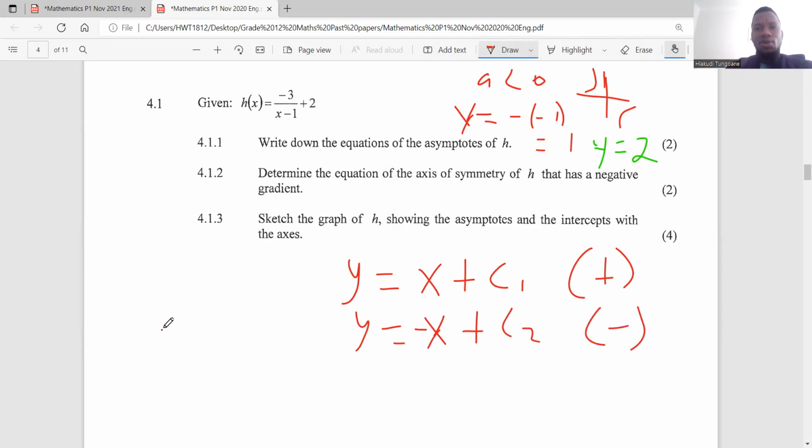So they're asking you to get the equation of this one. Already you know the gradient because they meet at 90 degrees, and one has a gradient of +1 and the other has -1. So in this case, you already know the gradient. All you need is just 1 point on the graph that can allow you to find the value of what? The value of c2. Okay.